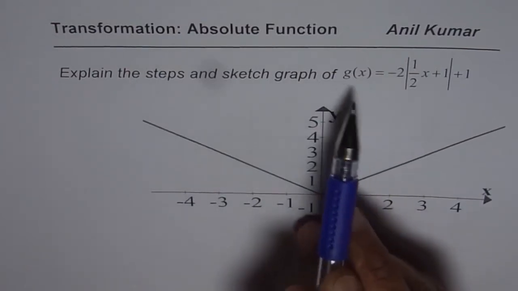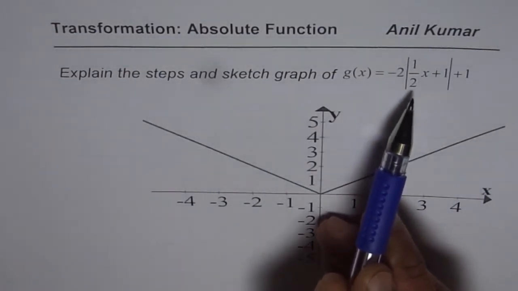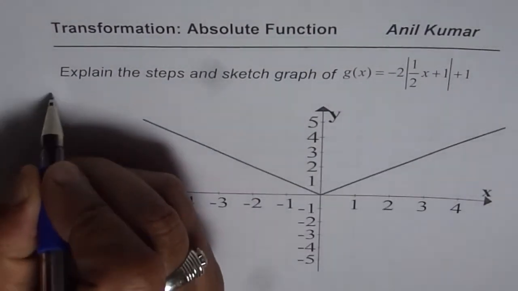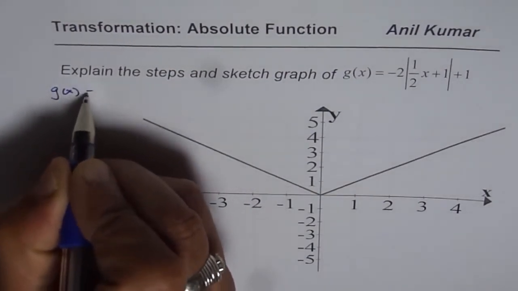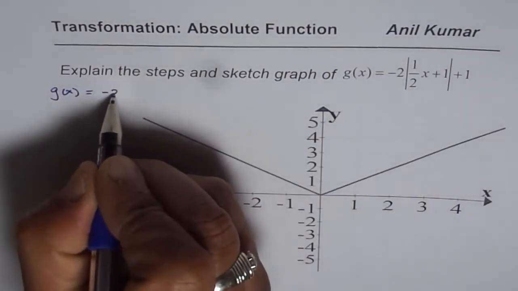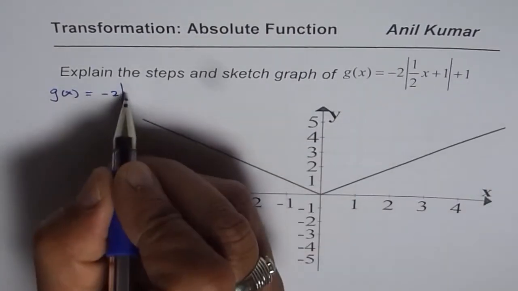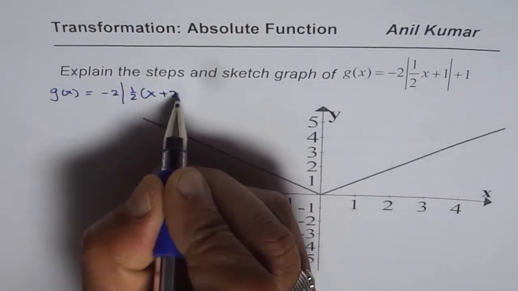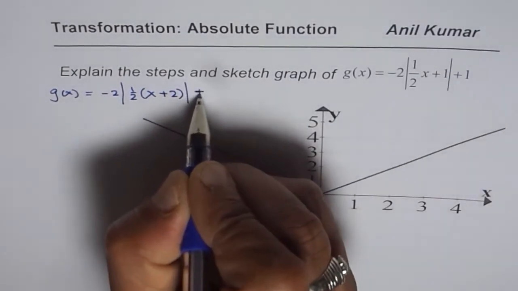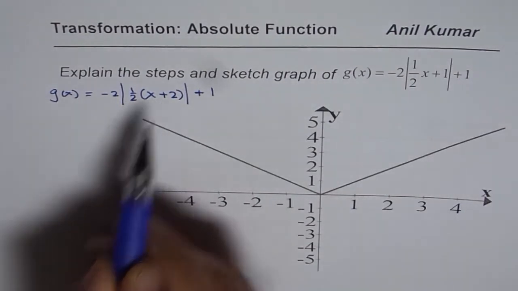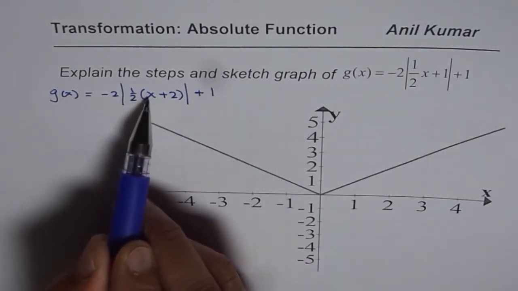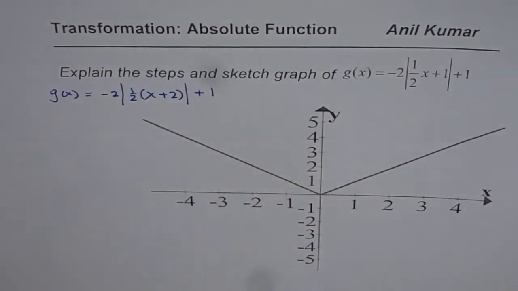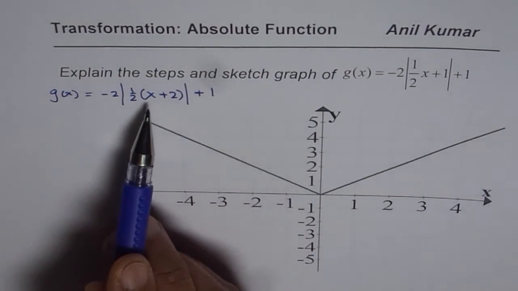Now, whenever you are given a function like this, it is important to factor the coefficient of x. So let's do that to begin with. We can write the function g of x as equal to minus 2 times the absolute value of half times (x plus 2), plus 1. It is a good idea to check. When you expand, half x plus half times 2 is 1. You get exactly the same thing, right? So that becomes the transformed function.